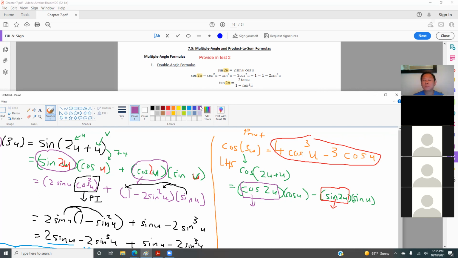So would it be 2 cosine squared minus 1? Yep. So this will be using that one. And then you need to multiply that with cosine u. And sine 2u, you got only one choice, the first one, the top one, and then times sine u. So try to do this and I'll be back.